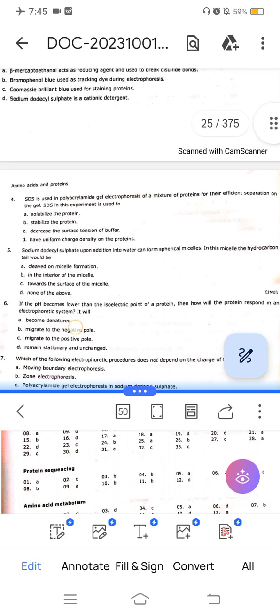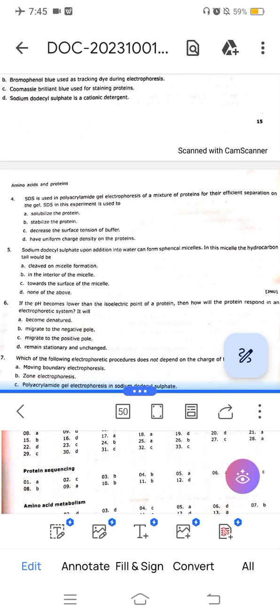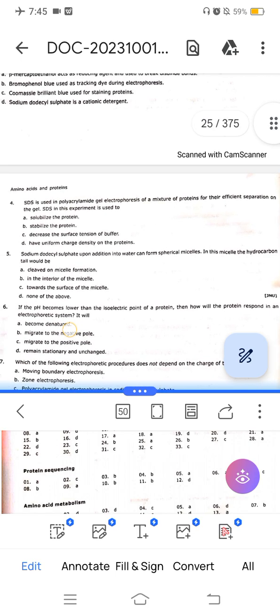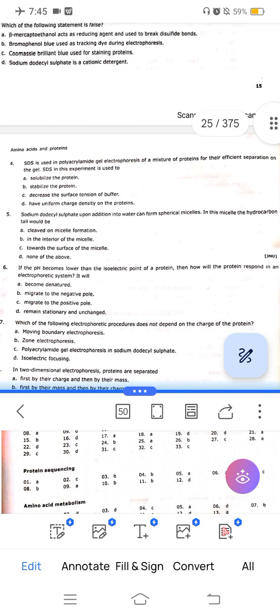Okay. And sodium dodecyl sulfate upon adding into water can form spherical micelles. In this micelles, the hydrocarbon tail would be 5. Correct answer is A. A means cleaved on micelle formation.